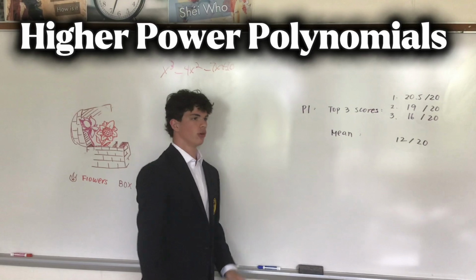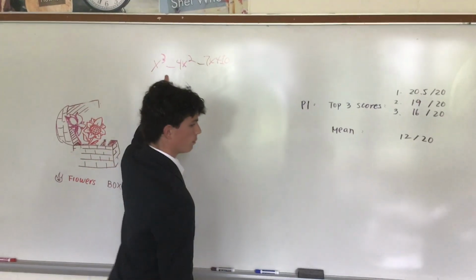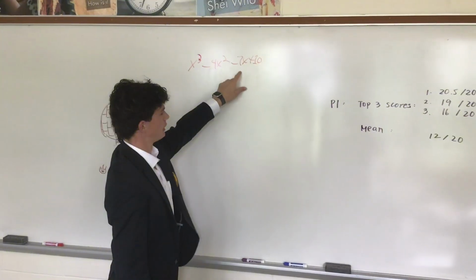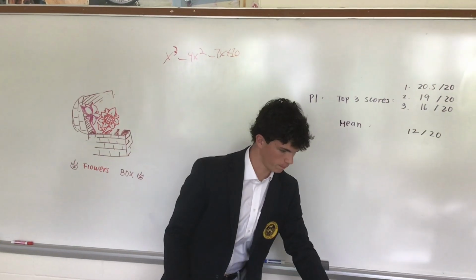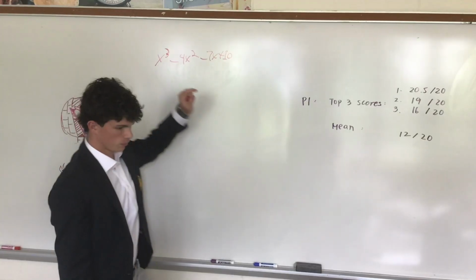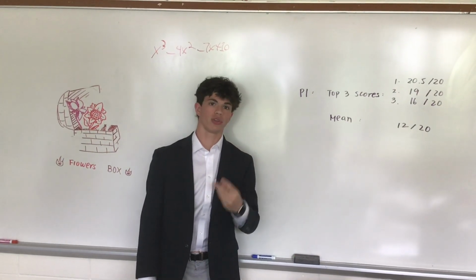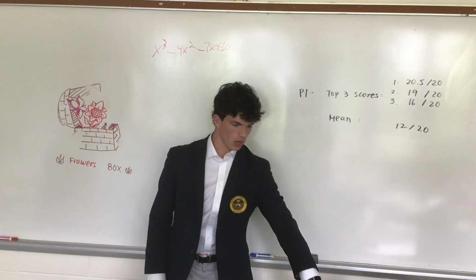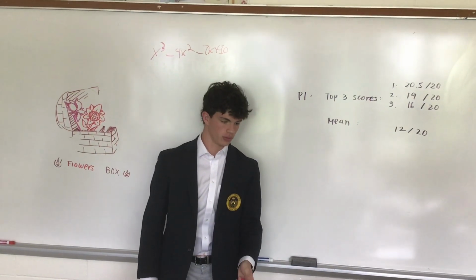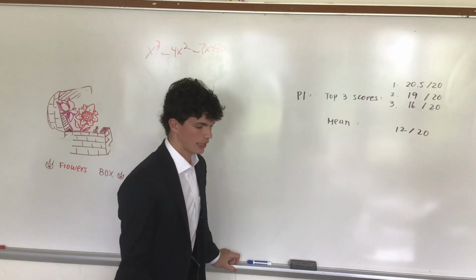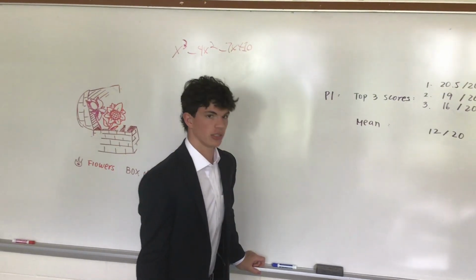Higher power polynomials. First, we'll start out with this formula: x cubed minus 4x squared minus 7x plus 10. The first thing we notice is that the highest exponent is 3. So this is a third degree polynomial, which is also called a cubic function. Our goal here is to find the roots. The roots are the x values where the graph crosses the x-axis, basically where the function equals 0.